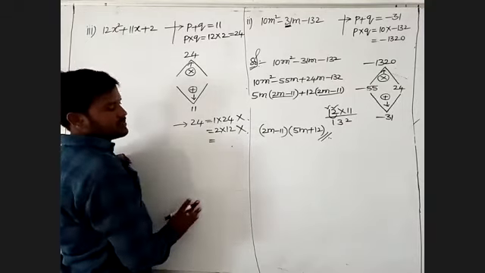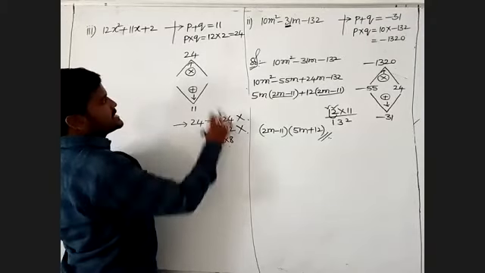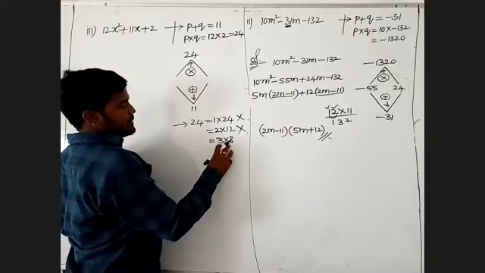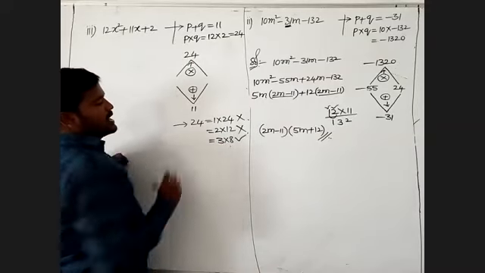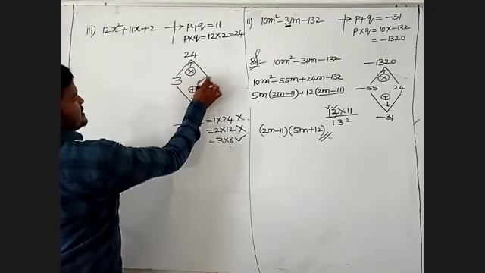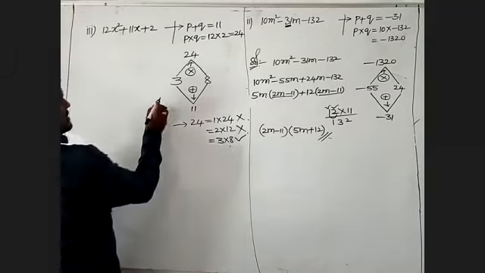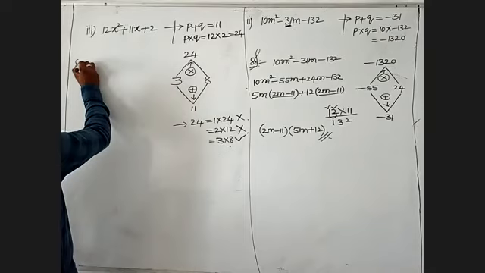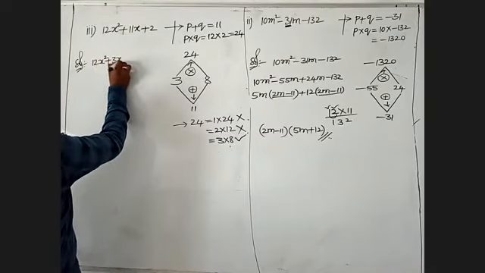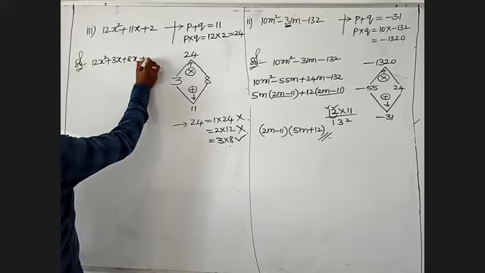After we'll take 3 into 8. 3 8s are 24. Where multiplication is satisfied. 3 plus 8 must be 11. Okay, where addition will also be satisfied. That I will write. This is 3, this is 8. That means the solution I have to write: 12x square plus 3x plus 8x, remaining I will write 2.